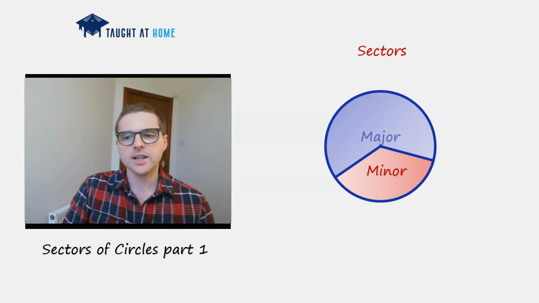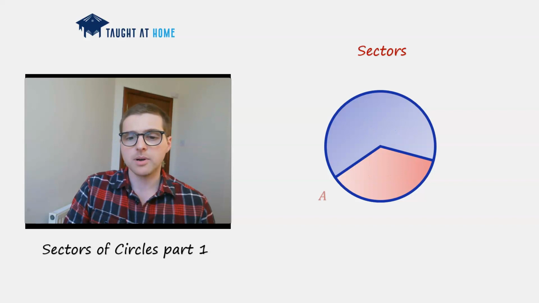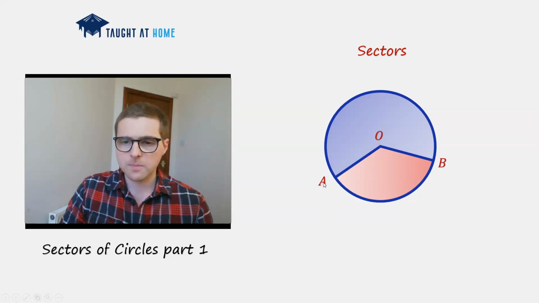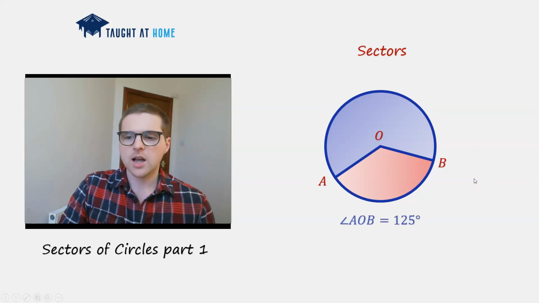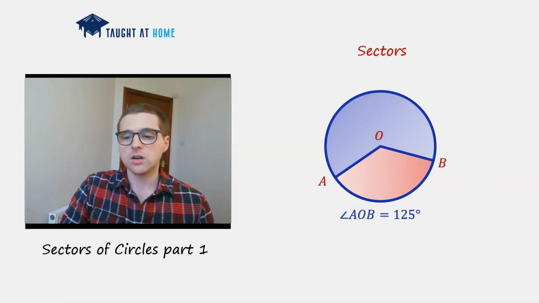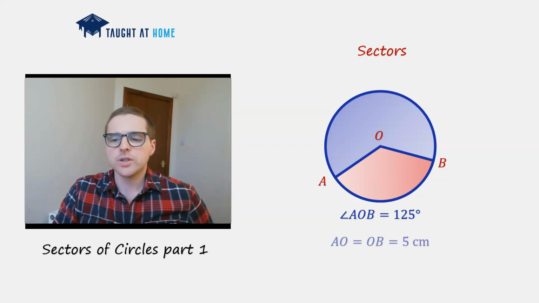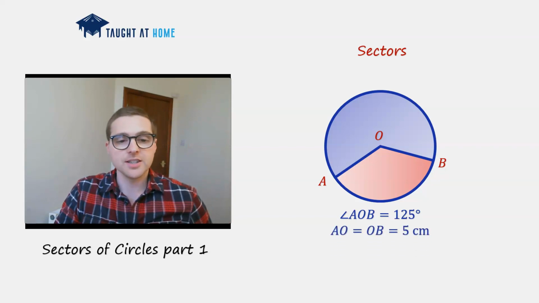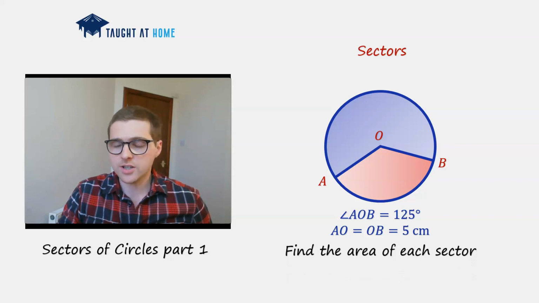We've got minor sector and we've got major sector. So in this case, we might say we've got parts A, B and O. So we've got a sector here that's defined by these 3 points. And we're given a center angle of 125 degrees. We're also given the radius, which is 5 centimeters. And we're asked to find the area of each sector, so the minor sector and the major sector.